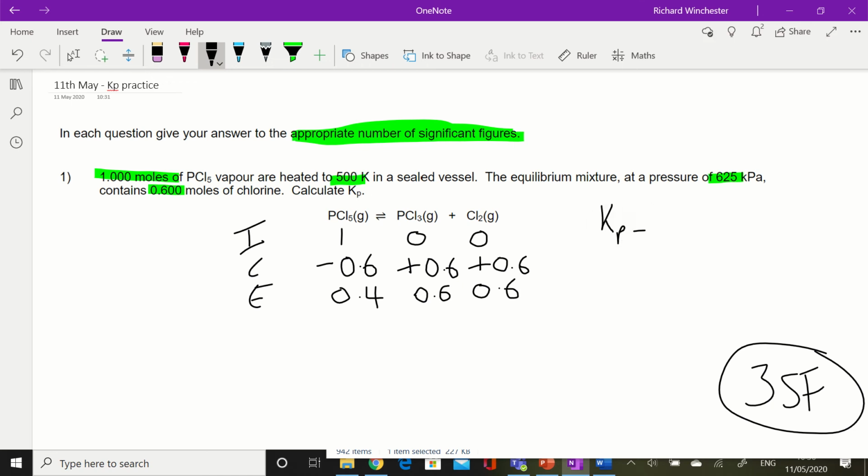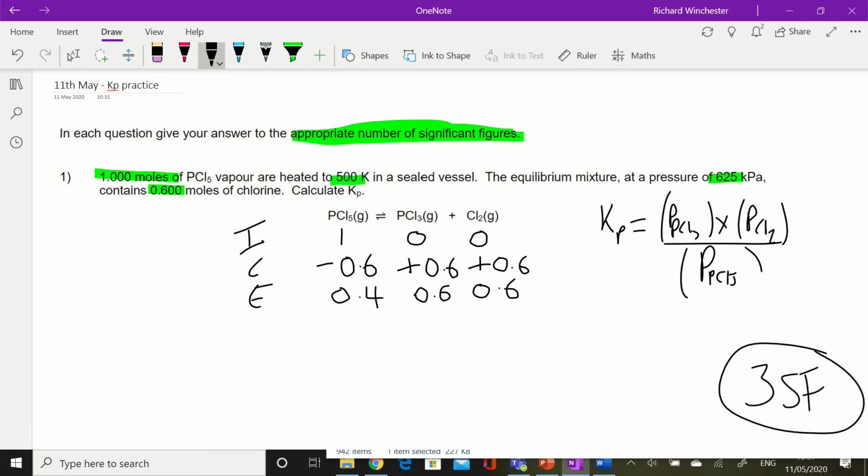Kp is equal to the partial pressure of these gases times each other, in a products over reactants way. So the partial pressure of PCl3, times, not square brackets here, because square brackets are exclusively used for concentration. Don't put square brackets, you will get penalised. The partial pressure of Cl2, divided by the partial pressure of PCl5. Products over reactants. Partial pressure of PCl5.